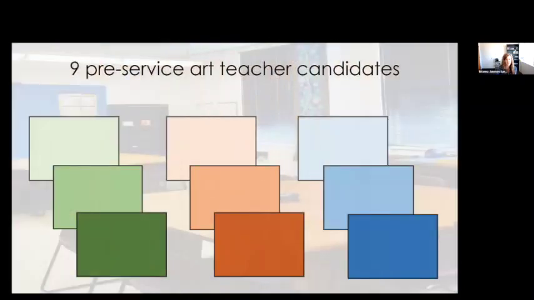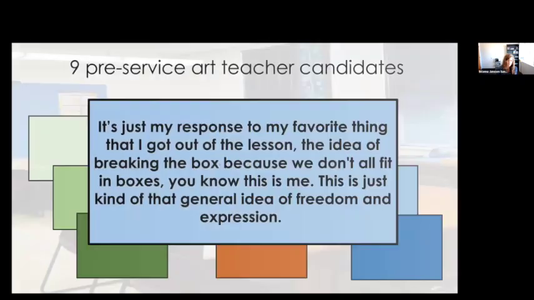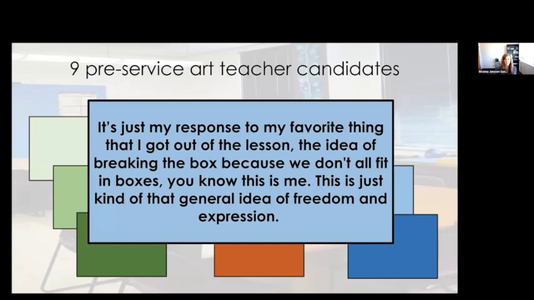The next quote we have comes from a student who was discussing how her representation of the self-portrait was much different than the one given in the model, which was a more typical self-portrait of the face and the shoulders, that for this project I created myself in order to dissect this activity. So she says, it's just my response to my favorite thing that I got out of the lesson, the idea of breaking the box, because we don't all fit in boxes. You know, this is me. This is just kind of that general idea of freedom and expression.